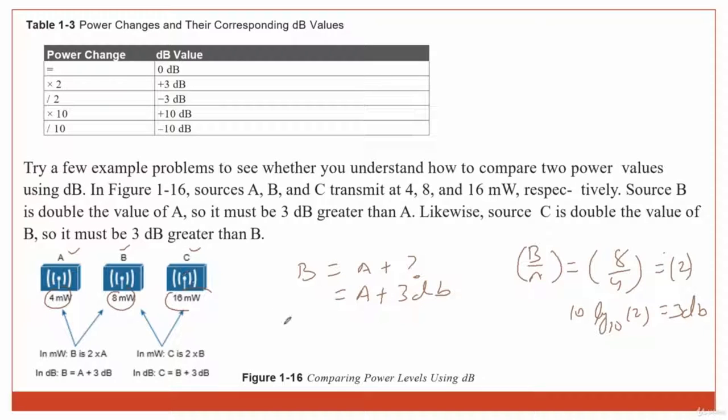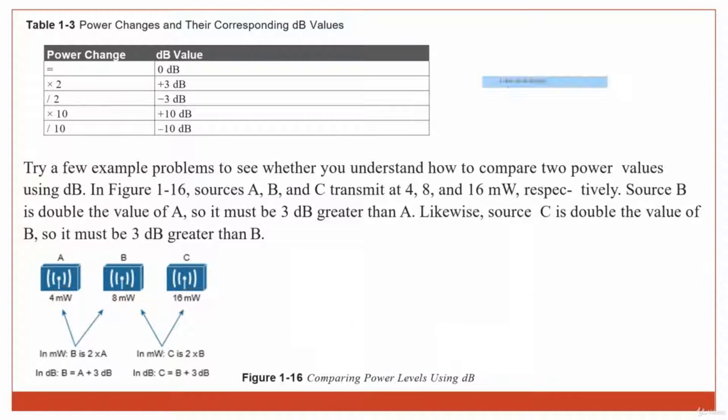Now, what will be C? So C, again, you can see 16 by 8, that means 2. C will be B plus 3 dB. And what is B? B is A plus 3 dB, plus 3 dB. That means A plus 6 dB. Okay, so this is the way that we can calculate.